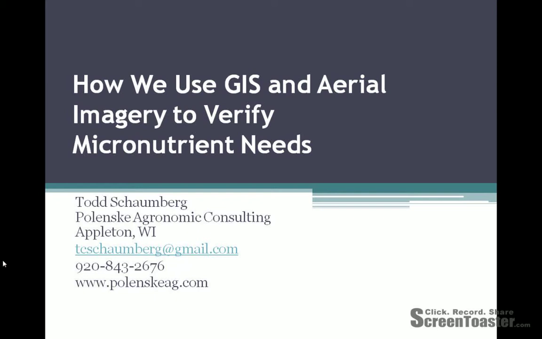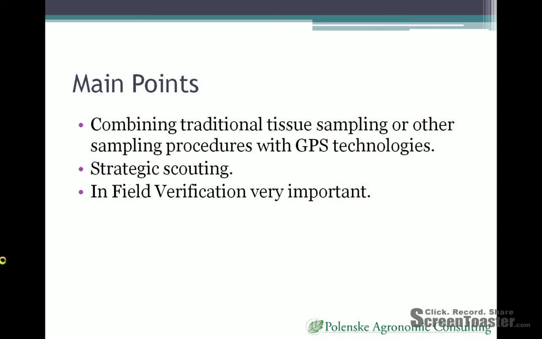Today I'd like to talk to you about how we use GIS and aerial imagery to verify micronutrient needs. The main talking points for my presentation are combining traditional tissue sampling, or maybe another traditional type of sampling procedure, with GPS technologies. This will help you develop strategic scouting procedures, and I also want to show that in-field verification is very important.